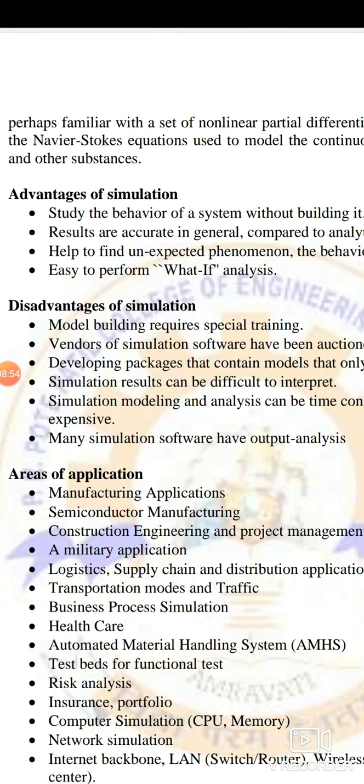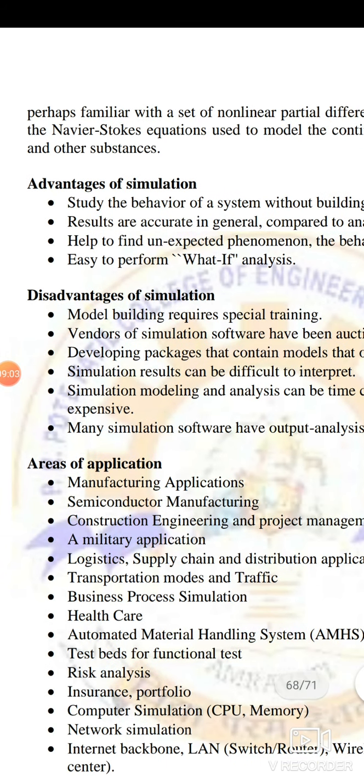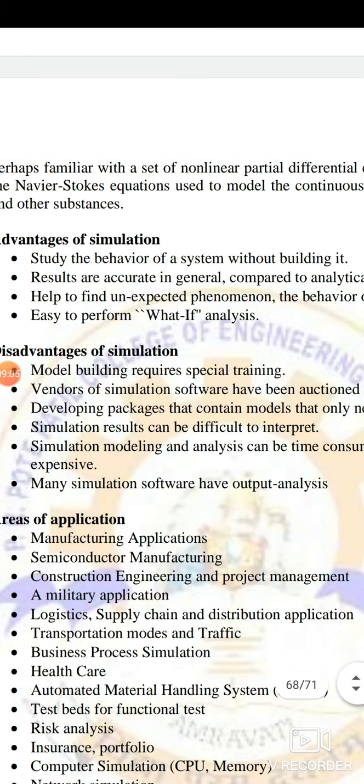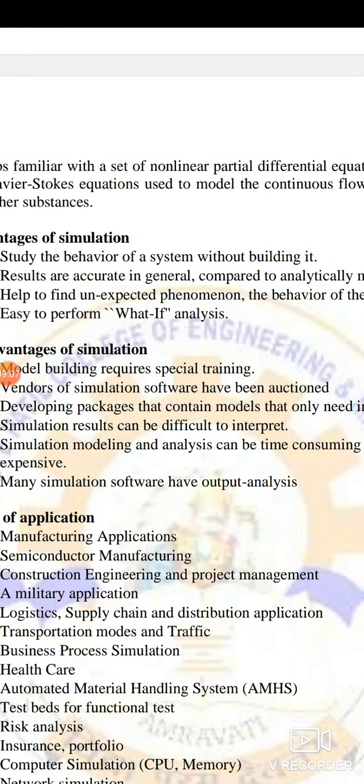That means we make a model of the system, then we go through a certain number of processes to simulate that particular model. That is called simulation. So model making is the very first step in simulation. Now, what are the advantages of simulation? Study the behavior of a system without building it.